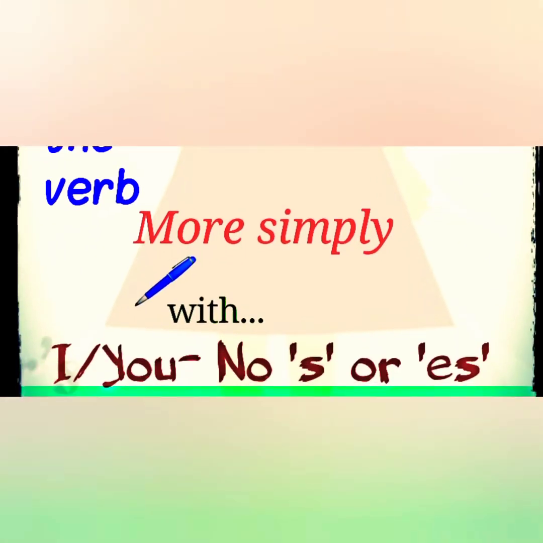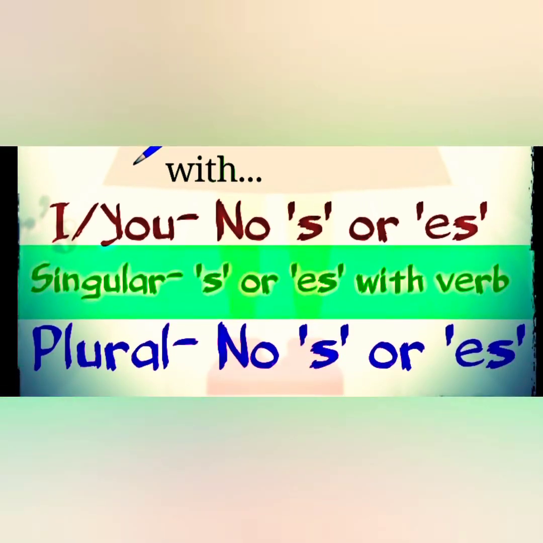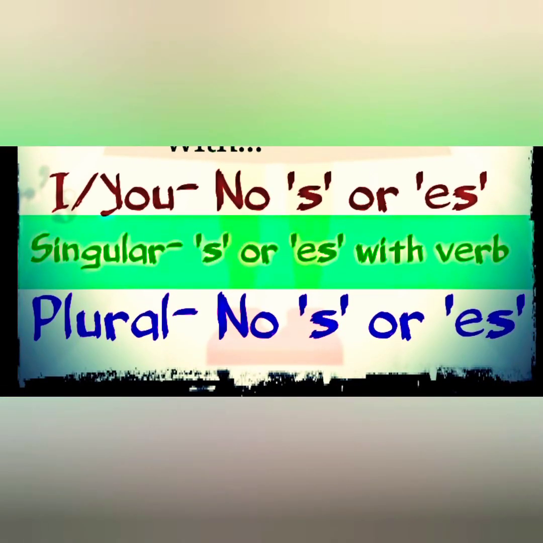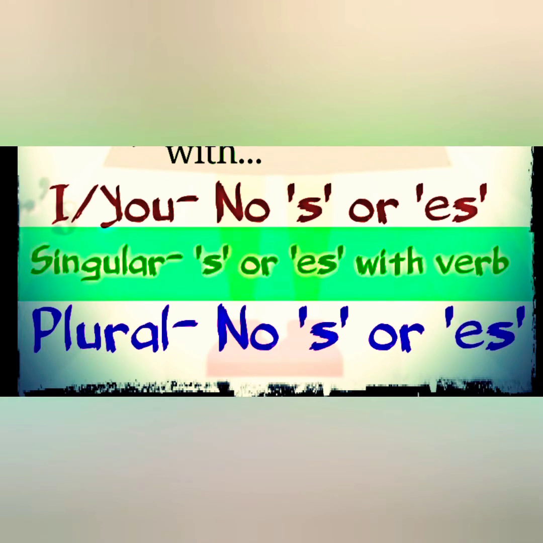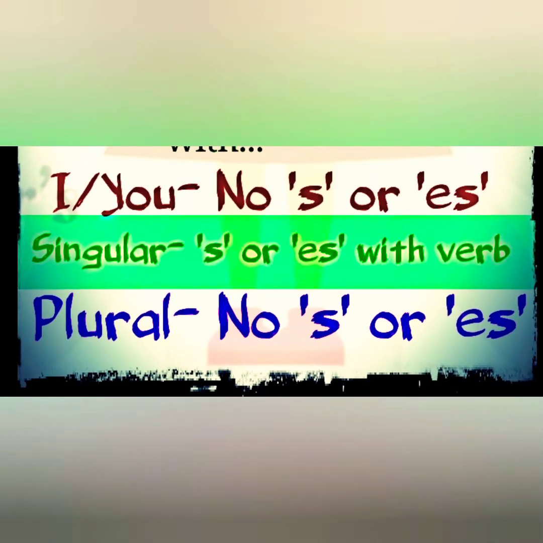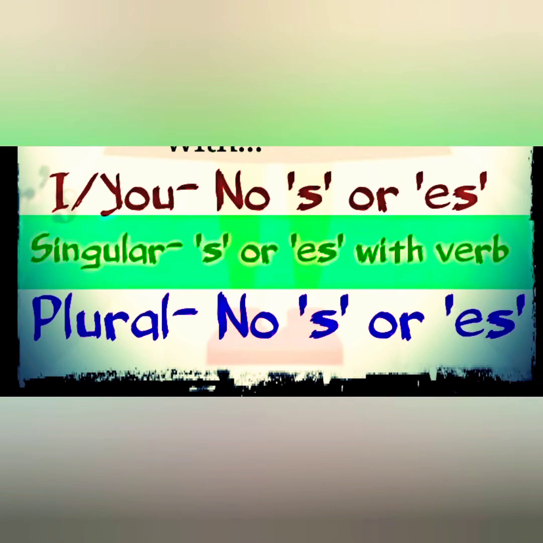More simply we can tell, if the subject is I or you, one most important thing you have to keep in your mind is that the situation must be in present tense. If the subject of the sentence is I or you, no S or ES. If the subject is singular number, then S or ES with the verb.